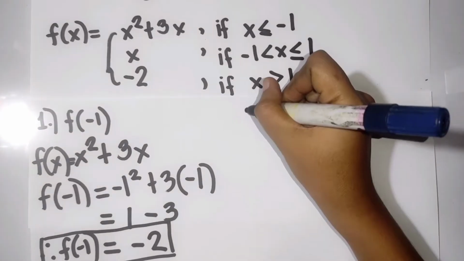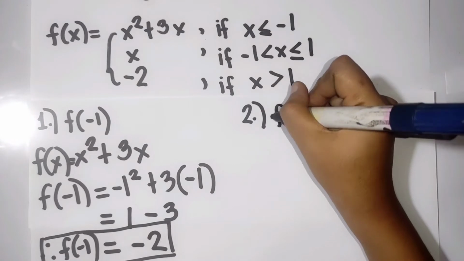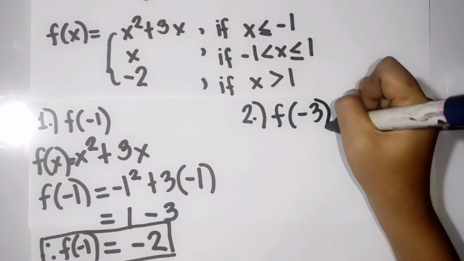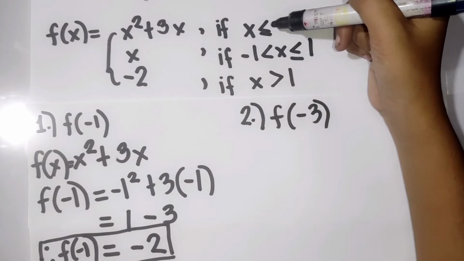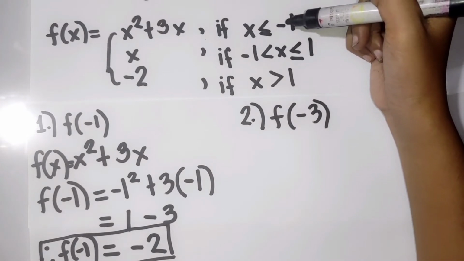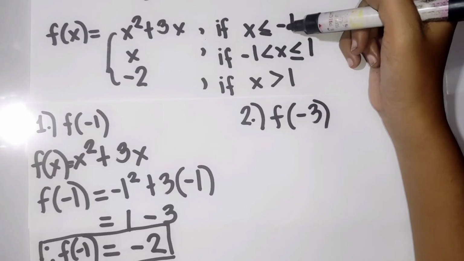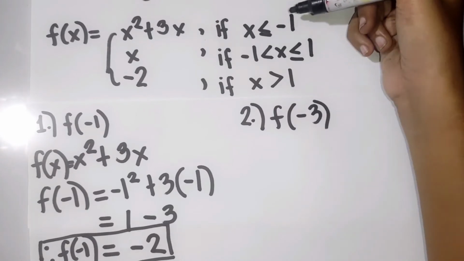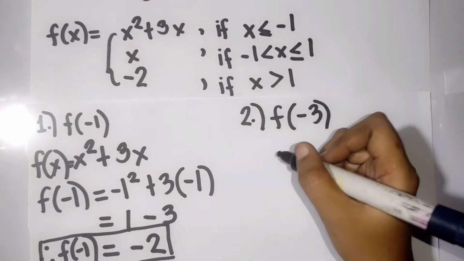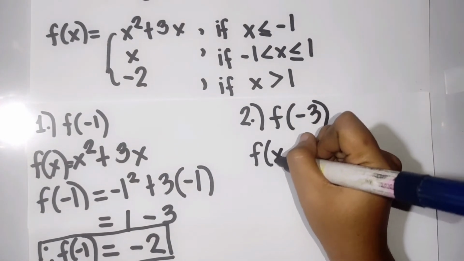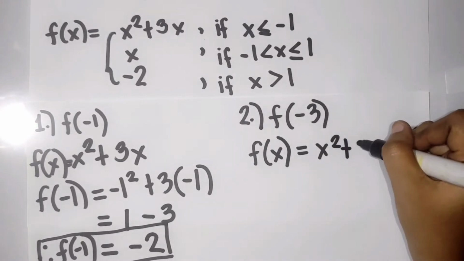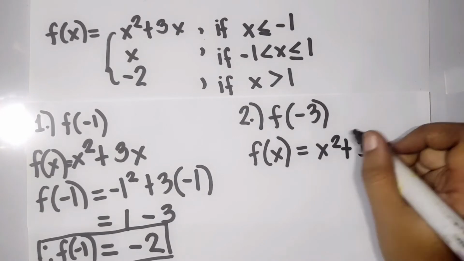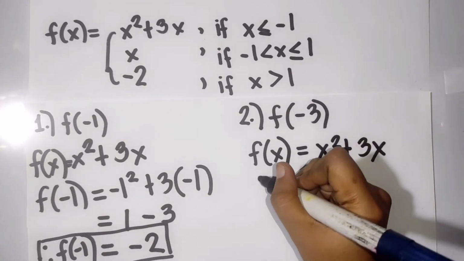Another example, f of negative 3. Let us review on which condition negative 3 belongs. Does it belong to less than or equal to negative 1? Yes, it belongs to less than negative 1. Thus, we will still use x squared plus 3x. f of x equals x squared plus 3x. Substitute all x with negative 3.